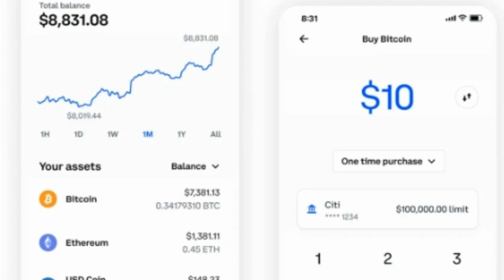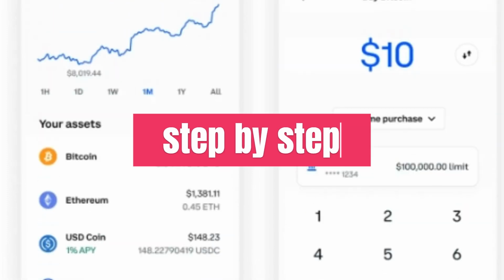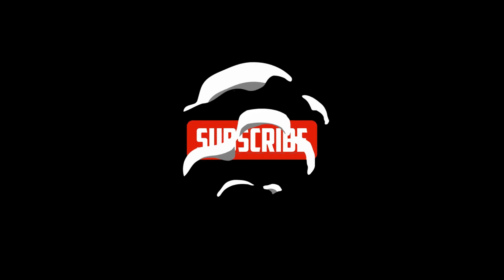Today we are going to talk about how to send crypto in Coinbase. This is a step-by-step guide to follow easily.